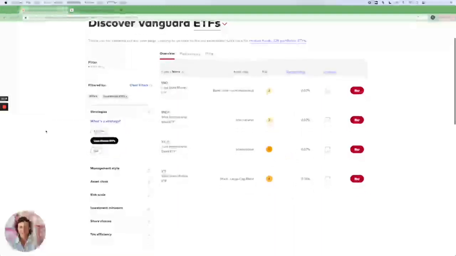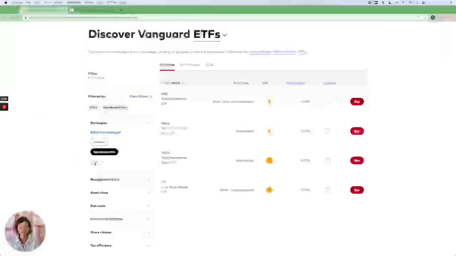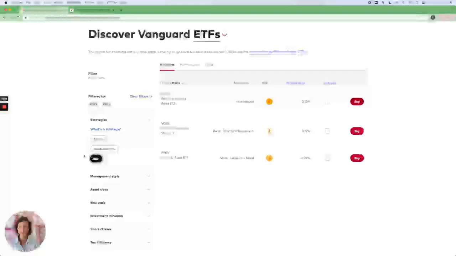Another type of ETF you may have heard of are ESG ETFs. So that's what we're going to talk about next. We'll remove this filter and grab the ESG filter. ESG, for those of you who don't know, stands for Environmental, Social, and Governance. And these are funds that have been selected on specific criteria. And you can see exactly what that criteria is on the ESG page, which I've pulled up here.